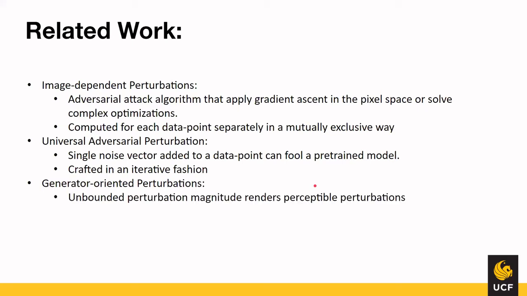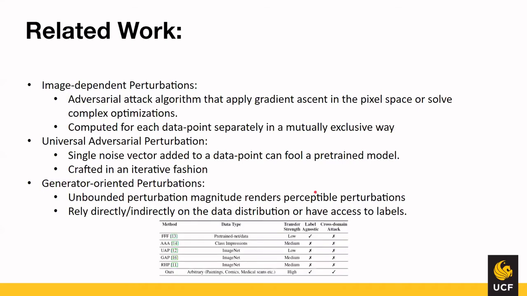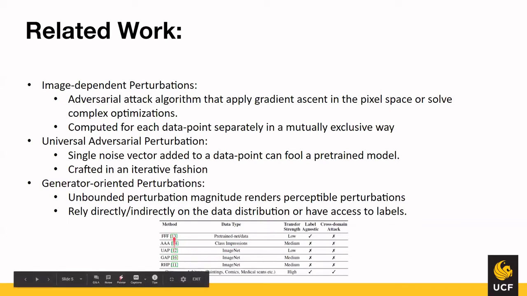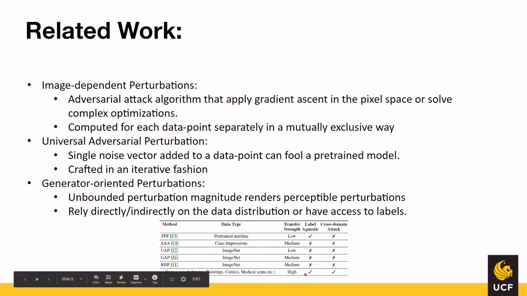But most of the previous works have unbounded perturbations, where there is no budget or epsilon value. And they rely on the data distribution in a direct or an indirect way. In this paper, they compare a few of those models along with theirs. Here we can see what kind of data it's trained on, the transferability strength, and whether it is label agnostic or data agnostic, which means it's cross-domain. So we can see only their method is both, as well as being transferable.